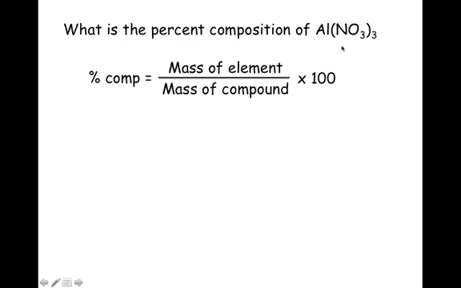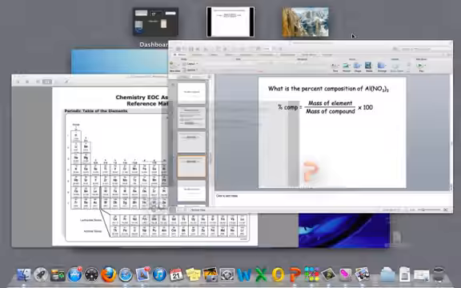We have aluminum nitrate here. So we have 1 aluminum. We have, remember this 3 here gets distributed to everything inside the parentheses. So we have 3 nitrogens and we have 9 oxygens. So let's go find our masses of aluminum, nitrogens, and oxygens on our periodic table.